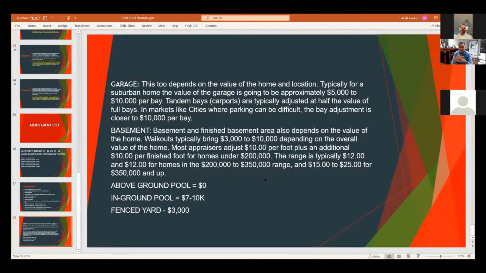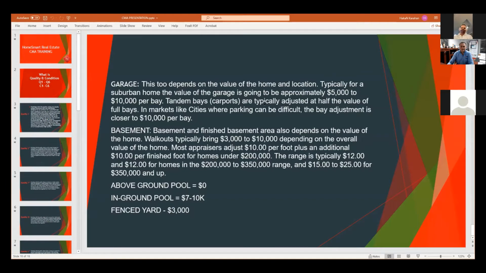Above ground pool, if you have a pool in the back, there's no value because it doesn't add any value to the property. And here's the kicker. In-ground pool. You can spend $90,000 for an in-ground pool, but in an appraiser's eye, that is $7,000 to $10,000 at most. Fence yard, $3,000. So that's pretty much the adjustments. Now I'm going to get out of this screen and open another one.